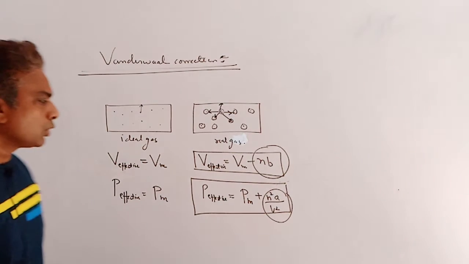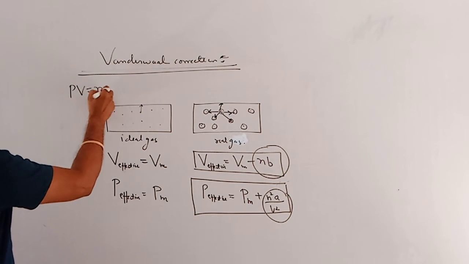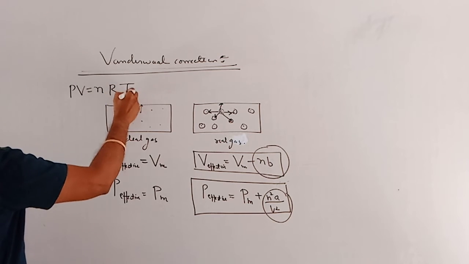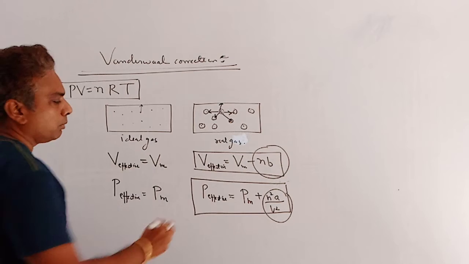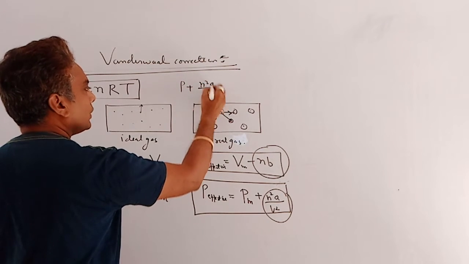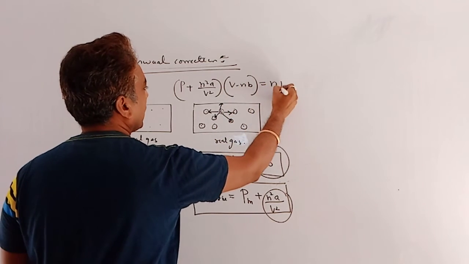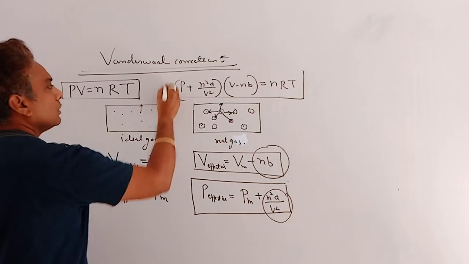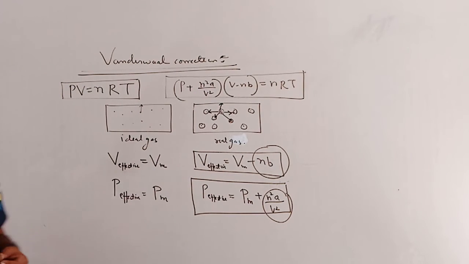Clear? So in case of ideal gas, the formula will be PV is equal to nRT. But in case of real gas, the formula will be: P is replaced by P plus n square a upon V square, and V is replaced by V minus nb, which is equal to nRT, known as the van der Waals equation. This equation is also known as the van der Waals equation. Clear?